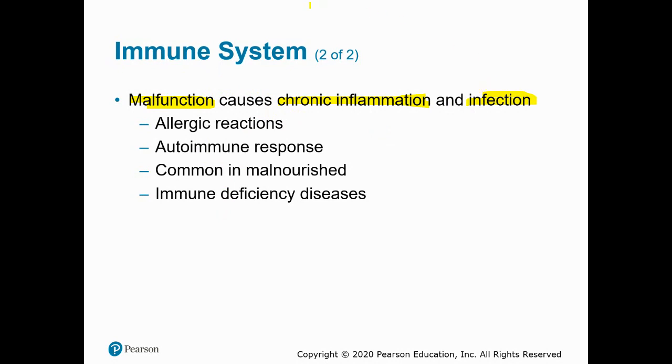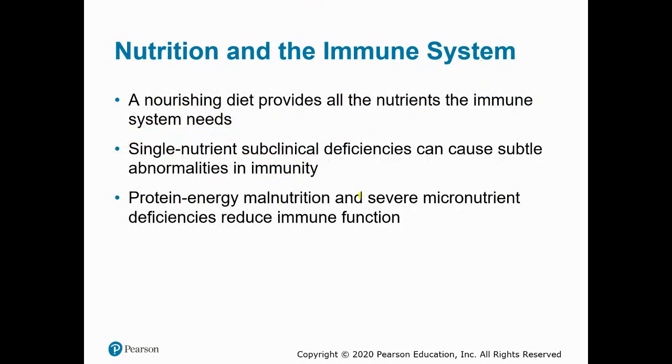So when and why would the immune system malfunction? Allergic reactions are basically a malfunction of the immune system. Autoimmune disorders are also basically a malfunctioning immune system. When we're malnourished, so if we're not getting the right nutrition into our bodies, our immune system will also be weaker. And then immunodeficiency diseases, of course, are also going to result in a weakened immune system.